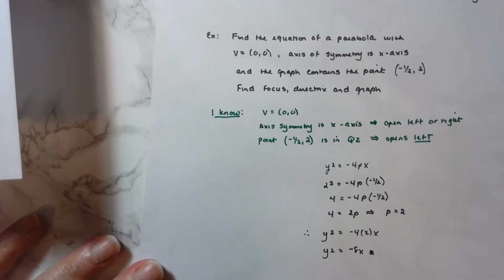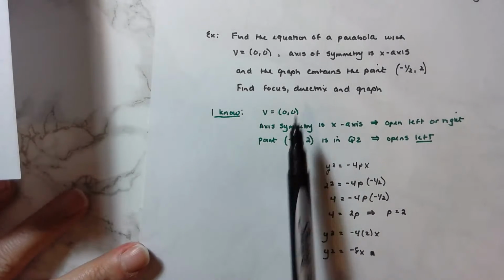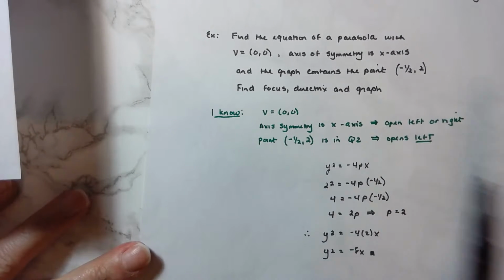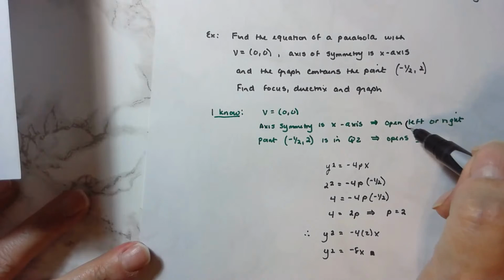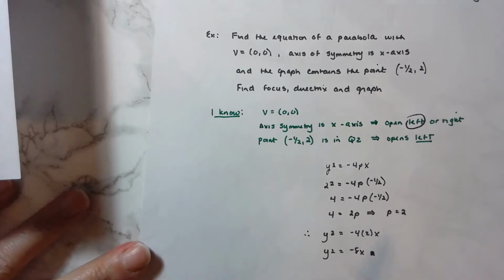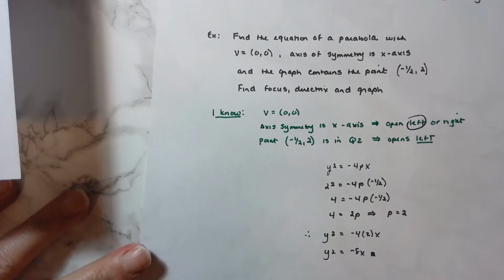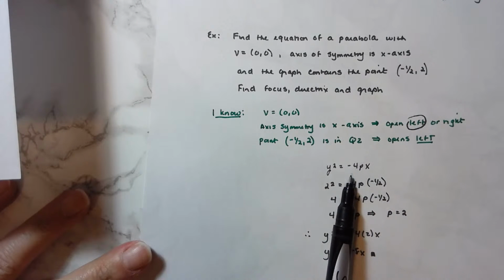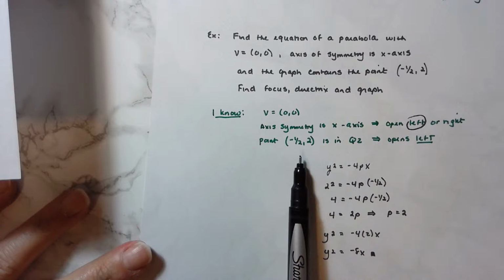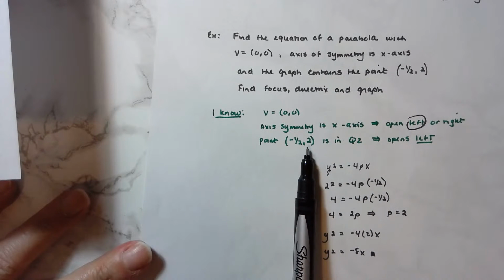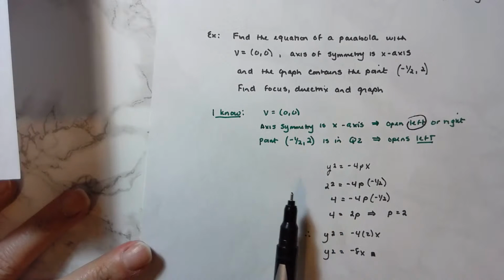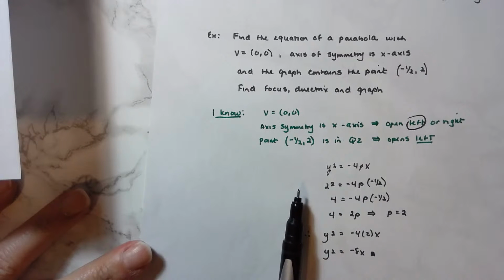This is what we know. We know the vertex. We know the axis of symmetry. We now know that this thing opens to the left, right? Because this point is on the curve and that's in quadrant 2. And if it opens to the left, then this is the formula I need to use according to my table, my chart, right? And so because they gave me a point, I can plug in the x for the x and the y coordinate for y, and that's going to help me solve for p.